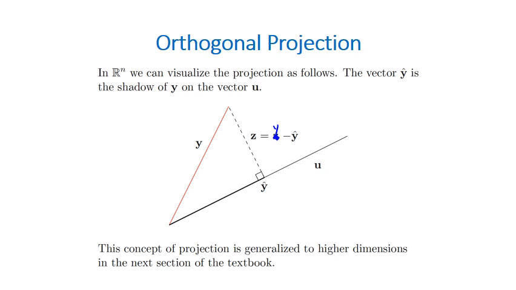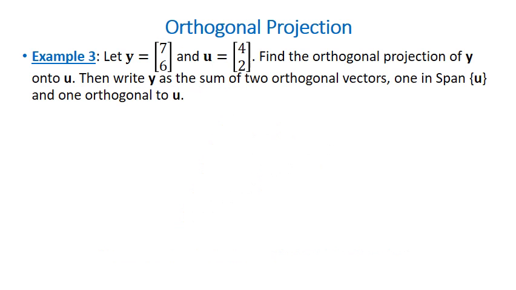So in Rn, we can visualize this projection. The vector y hat is the shadow of vector y on vector u. We'll look at this later on in the text, but I want you to remember that orthogonal projections are right angles.